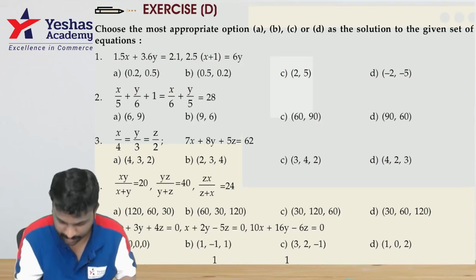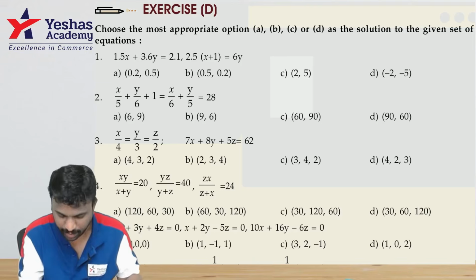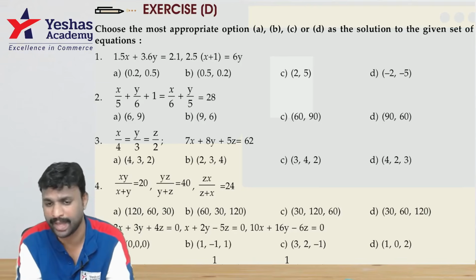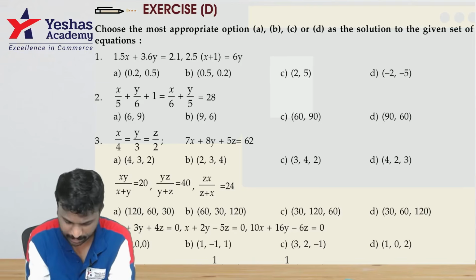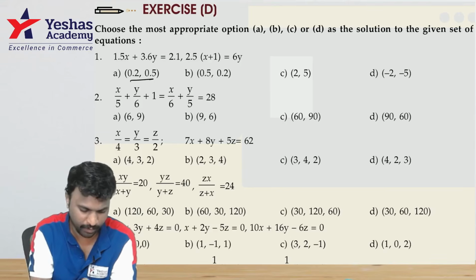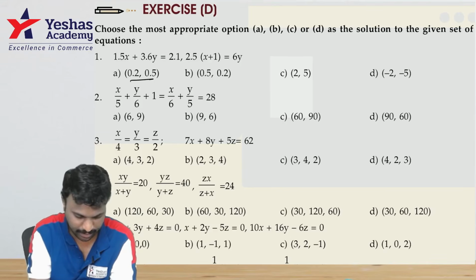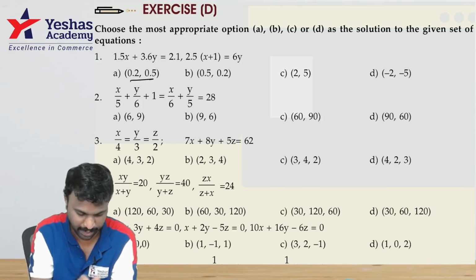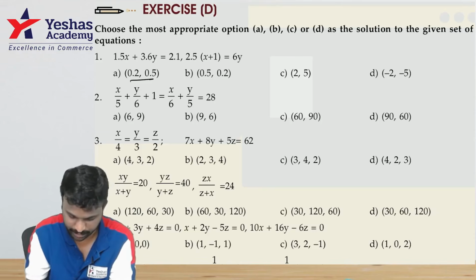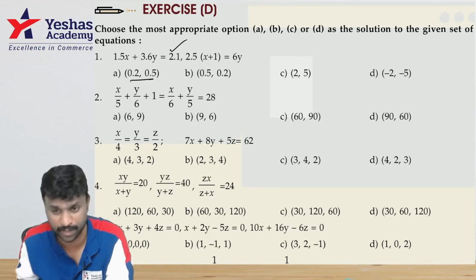Let's do exercise D now. We need to just plug in the values of x and y. It's in the options. Guys, if I hit the first option, 1.5 into 0.2 m plus 3.6 into 0.5 m plus MRC, which is nothing but 2.1. It satisfies the first equation.